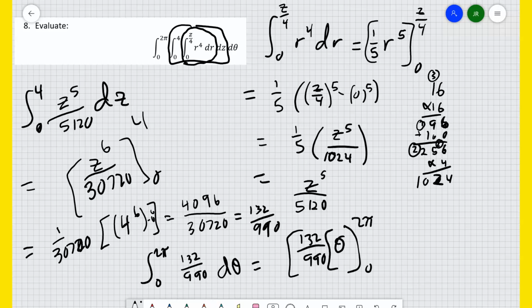I could have just done that, left the other part outside, which is just going to be 2 pi. So yeah, that's 132 over 990 times 2 pi. Now, probably the 2 can cancel there. What's half of 990? 450 plus 45, that's 495. So it looks like the answer is 132 over 495 pi.